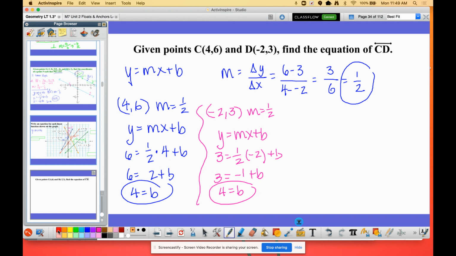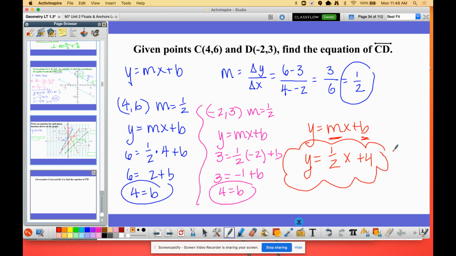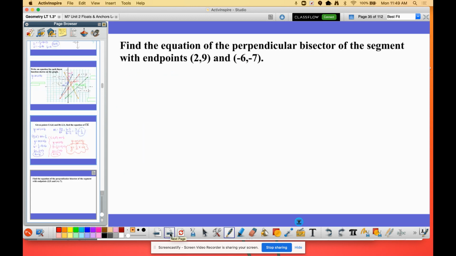Now, to write our equation, we just sub in for slope and y-intercept. X and y are unknowns here. So y is equal to 1/2 x plus 4. And that would be how you would write your equation given the 2 points on the line. Again, that should also be review for you. Now here's something that we're going to add a little bit of a twist to.